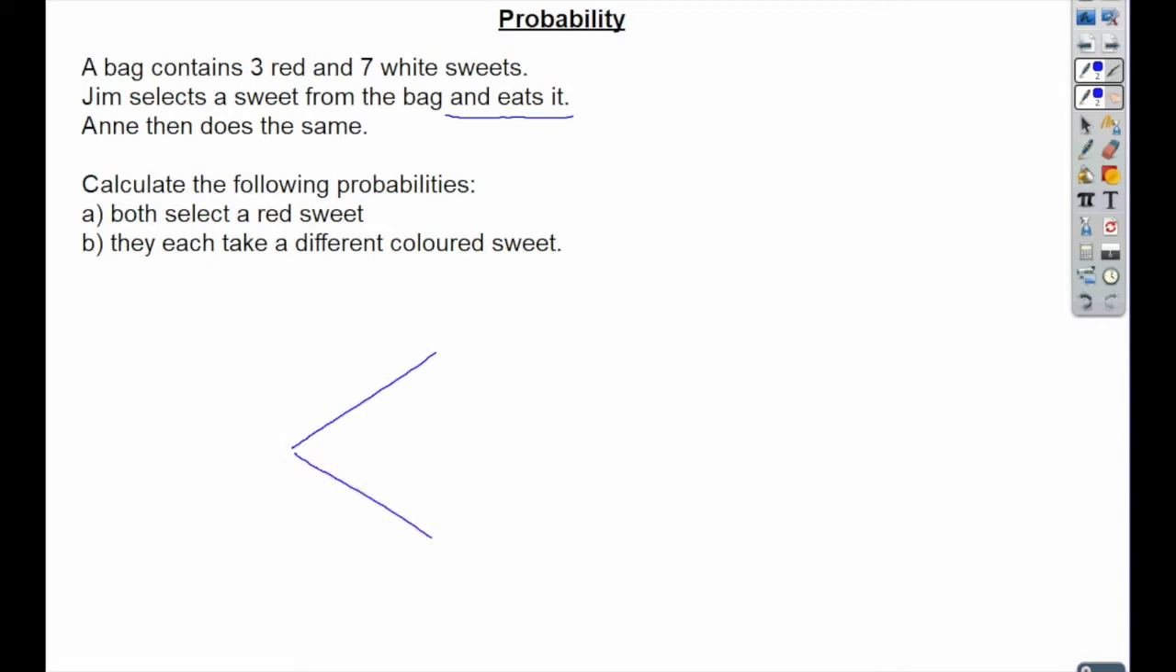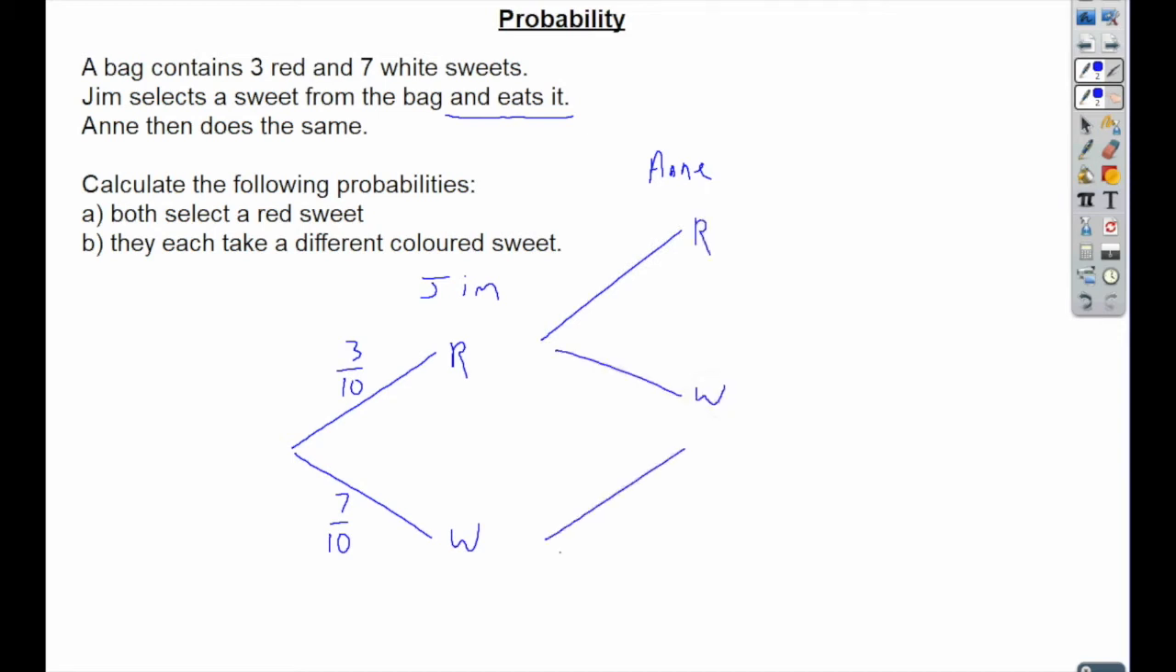So first of all, we've got what Jim is selecting, and there's either red or white sweets, and you've got 3/10 probability of getting red and 7/10 probability of getting white. I'm hoping you're fine with that. And then Anne is either going to select a red sweet or a white sweet, isn't she, in both cases. But the probabilities of these are going to be interesting, okay?